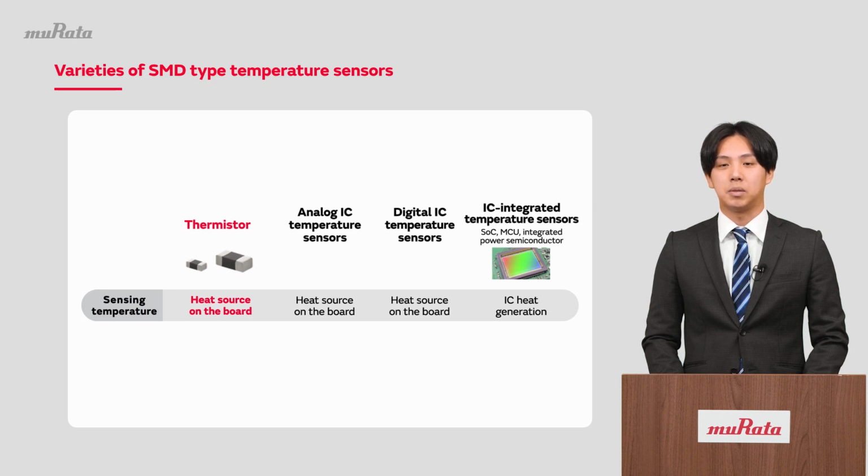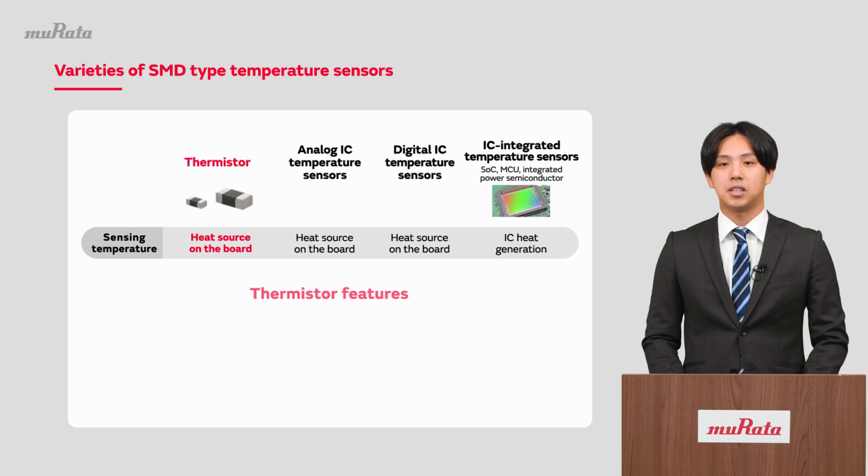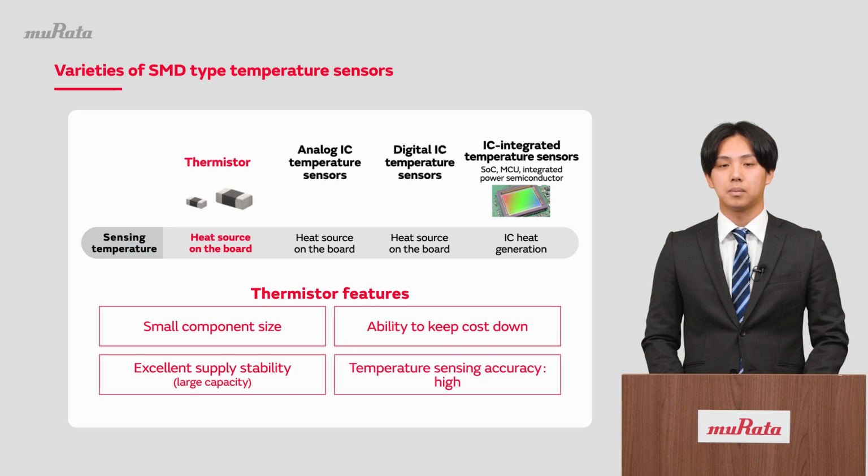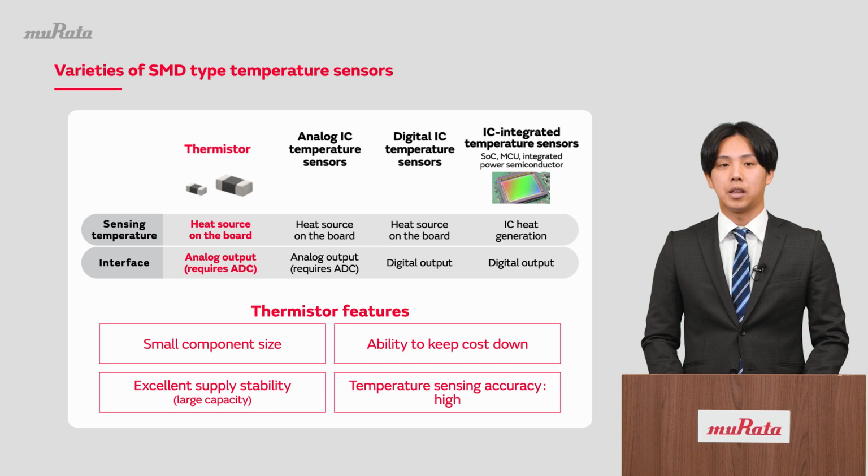Comparing the 3 types of components used to measure the temperature of circuit boards, thermistors offer features such as smaller size, lower costs, and excellent supply stability compared to analog IC temperature sensors or digital temperature sensors. Using a thermistor or an analog IC temperature sensor requires an ADC, but microcontrollers and PMICs provide plentiful AD ports for connecting to an ADC via a multiplexer, so we recommend simply using a free AD port.